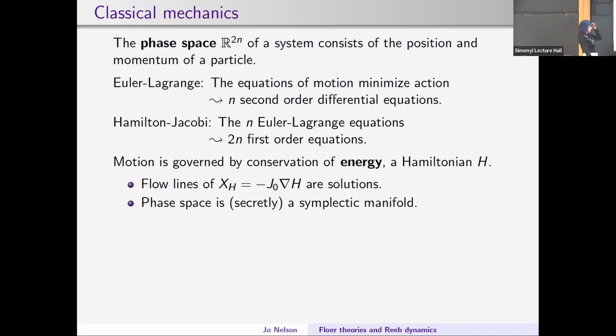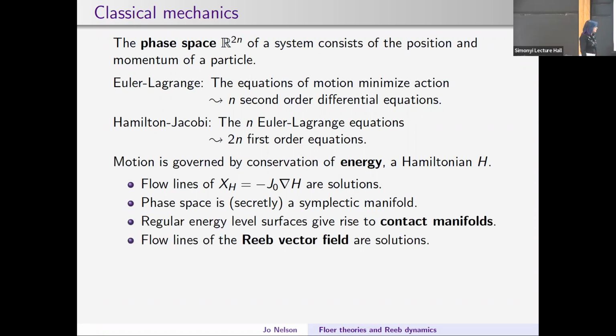Then you can write down the flow lines of a Hamiltonian vector field, which is given by a 90-degree rotated gradient of the Hamiltonian if you're working in standard coordinates. The flow lines of that vector field are solutions to the equations of motion. And phase space turns out to be secretly a symplectic manifold. The way that contact geometry first entered the picture is if you look at a regular energy level set, that's going to be a codimension 1 manifold, and it plays nicely with the symplectic structure. You'll be able to get a contact form, which realizes the symplectic form.